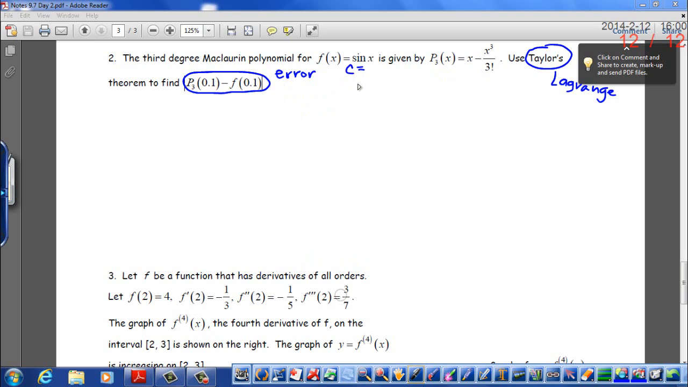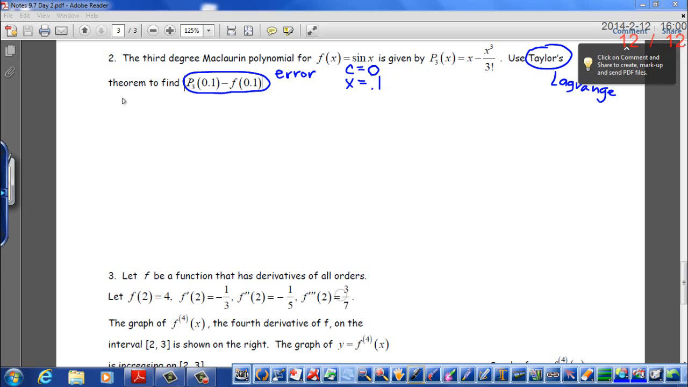First, identify what your c is. Well, the fact that it's a Maclaurin polynomial and that these are just x and x cubed means that it's centered at x equals 0. So our c is 0. Now, the x that we use in the formula is the value that we're plugging into P to get our approximation. So P of 0.1 is the approximation, so the x value is 0.1.